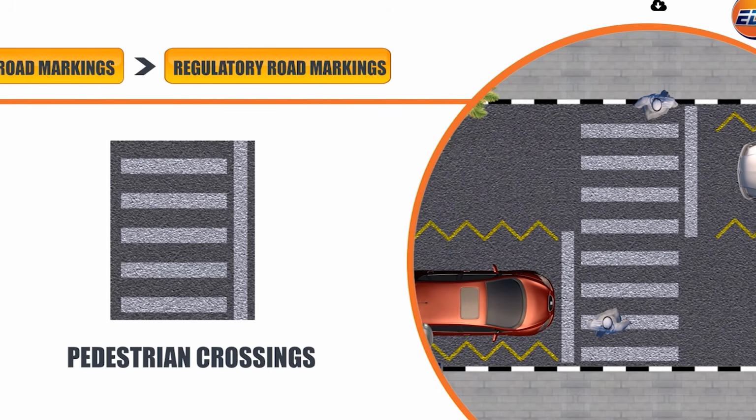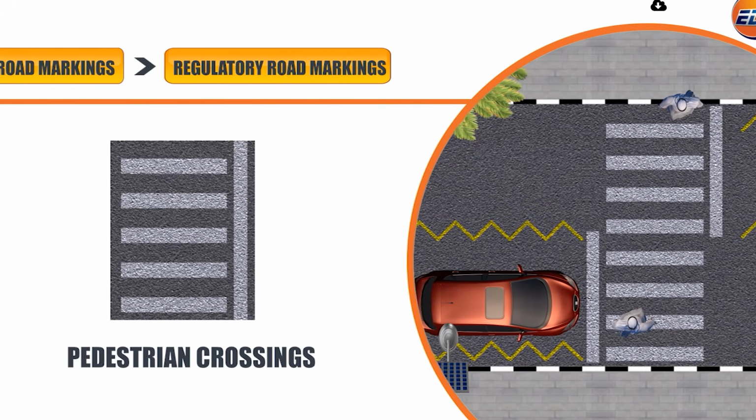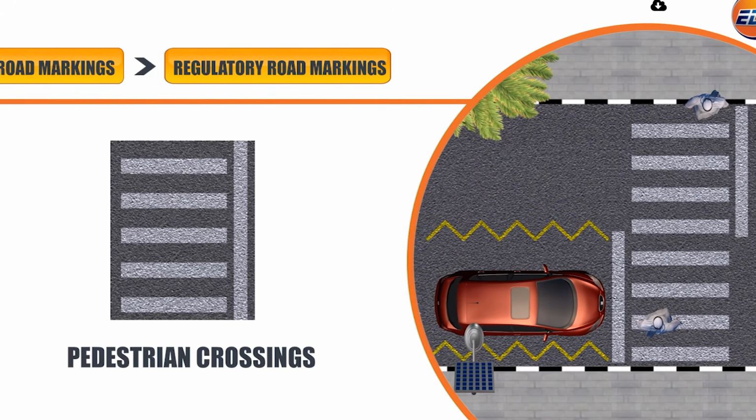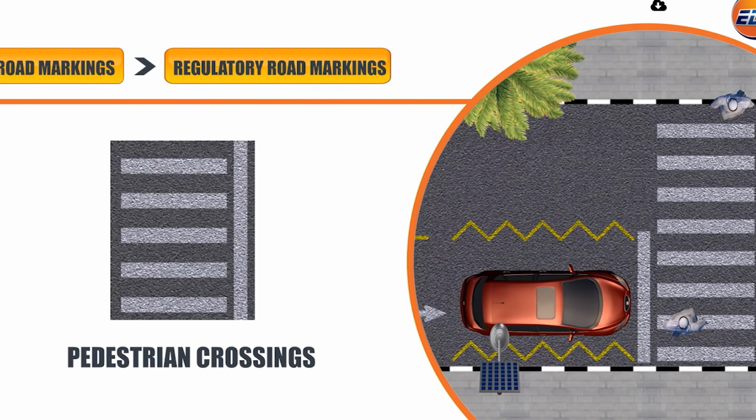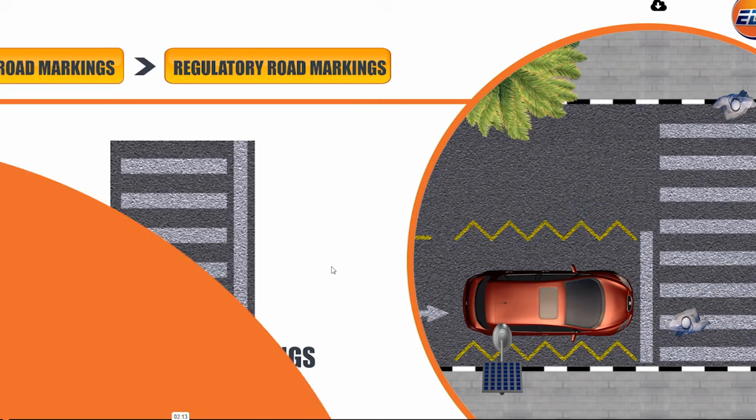Usually, zigzag lines are used before the pedestrian crossing, where motorists must avoid lane changing, overtaking, parking, stopping, or reversing.